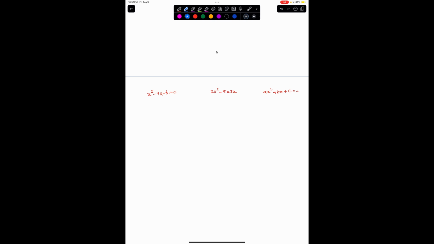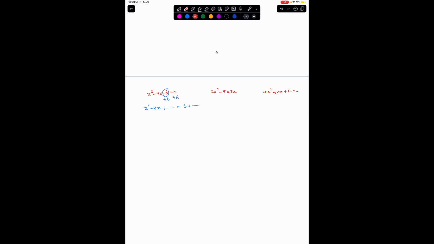So step number 1, the 6 must go. So we add 6 to both sides of the equation. We get x squared minus 4x plus a magic number. I'm going to leave a space for it. Equals 6 plus that same magic number. Magic number is not a magic, actually.